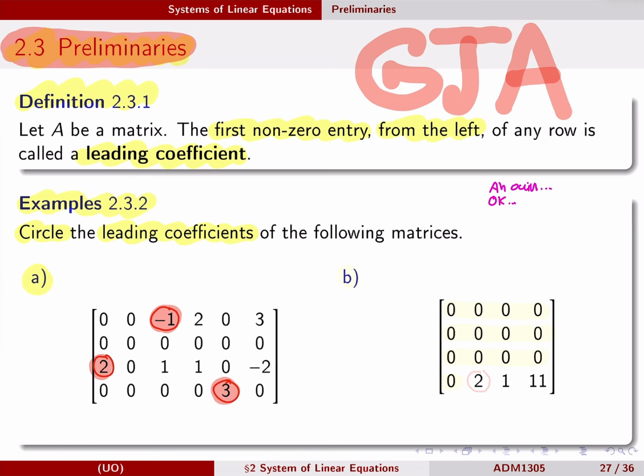Same thing for the second example here. You can see the first row is filled with zeros. Same thing for the second and third rows. So there's no leading coefficient. But then for the last row, the fourth row, we have a non-zero entry in the second column. So that's my only leading coefficient for that matrix. So 2 in the last row.